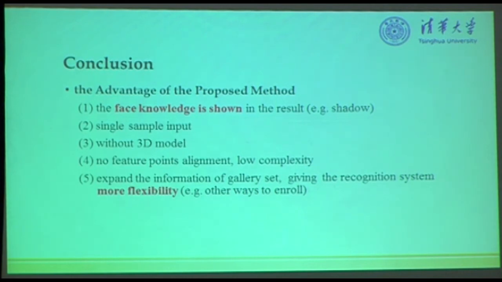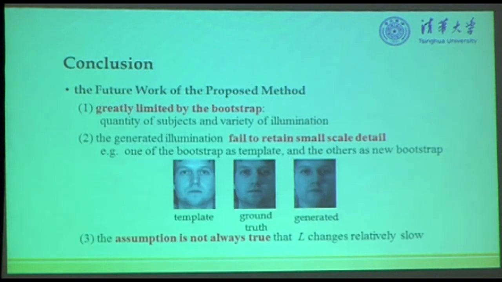And fifth, our algorithm is more flexible to use because we generate a lot of illuminations, a lot of images, so that the face recognition system can use more information, such as both the mean and the variance, and so on. And I also want to mention the future work and the limitations of our method.